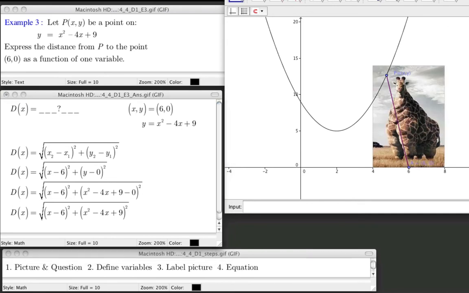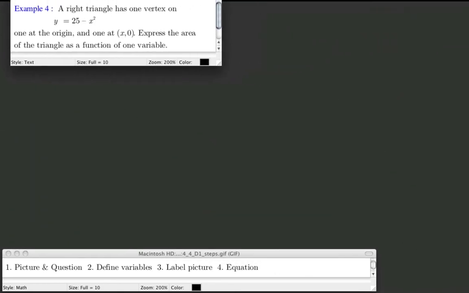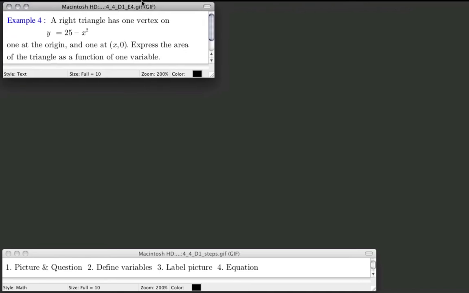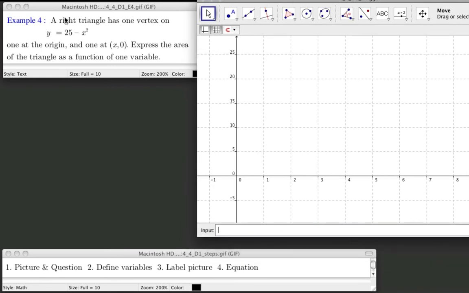The fourth example is another geometry algebra type question. A right triangle has one vertex on y equals 25 minus x squared. Again, I think I'm going to need a diagram. If I need 25 minus x squared, I believe that's a parabola opening downward because the x squared coefficient is negative, with a vertex at 0, 25. So I'm going to draw that in. There's my parabola.